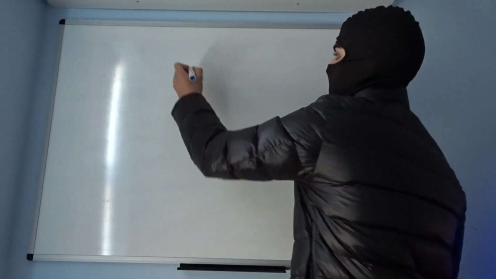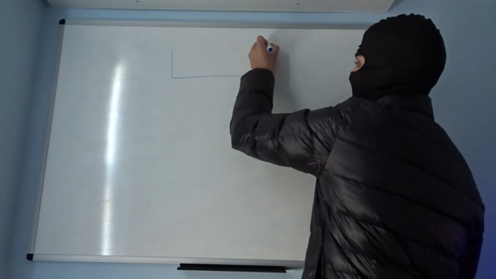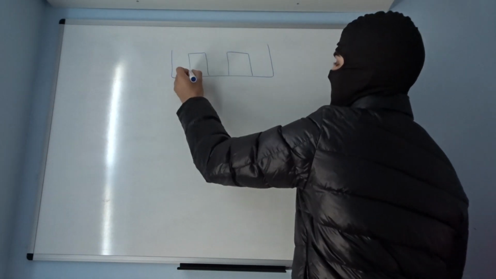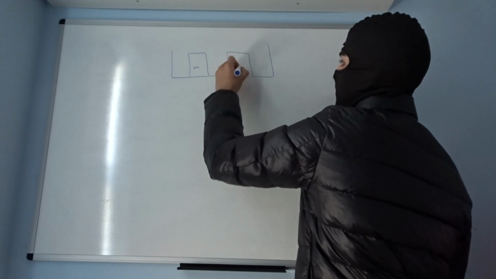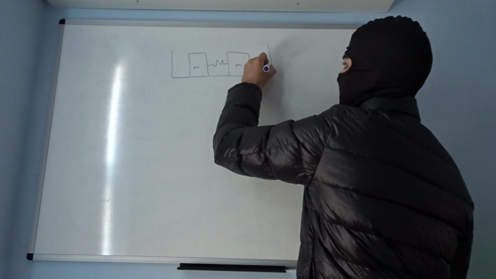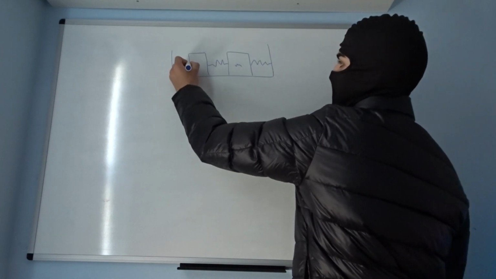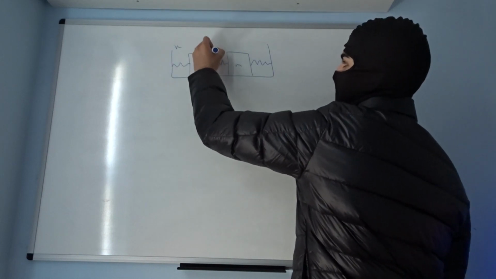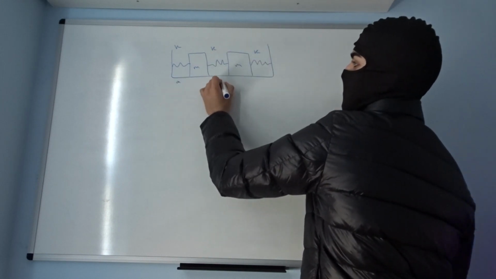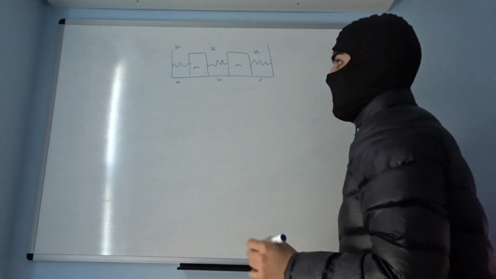Alright, today we're going to do the coupled harmonic oscillator. So let's say we have a system of two masses with the same mass, M. You have springs between them, all with the spring constant K. Let's call this spring A, B, and then C.